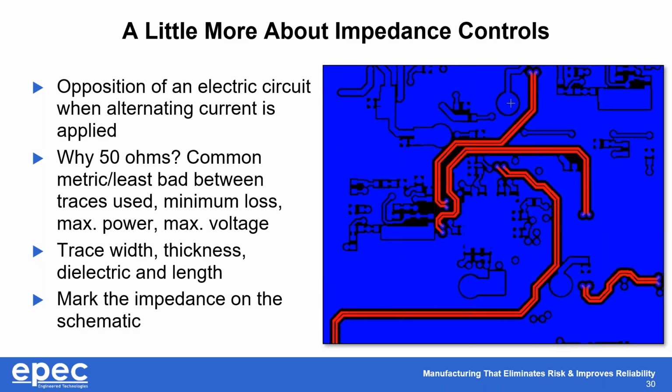So a little bit more about impedance. Impedance is the opposition of an electrical circuit when alternating current is applied. Most often we use 50 ohms as our measure because it's the least bad between all the other options. Minimum loss, max power, maximum voltage. Impedance is driven by trace width, thickness, and dielectric as well as length. Knowing what those impedance values are up front helps us with our placement of those impedance traces. And if you, again, mark the impedance on the schematic, that will help us up front.